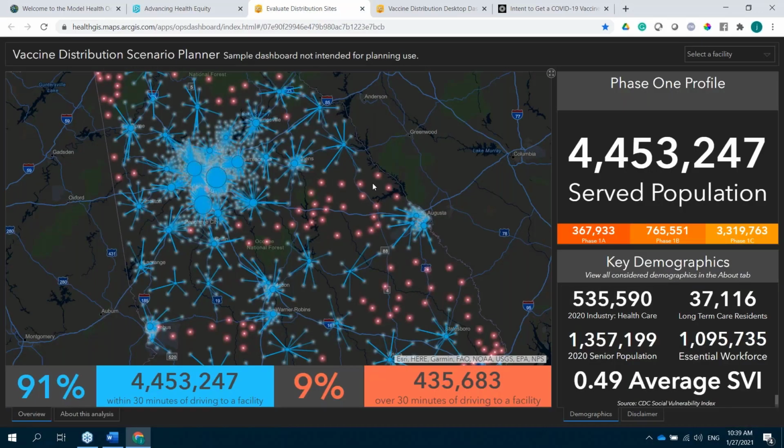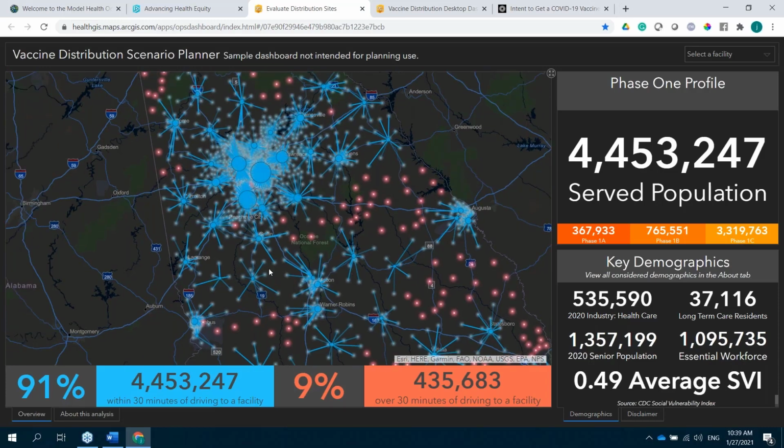Another way health organizations can support their communities is by making their vaccine distribution strategy more equitable, including key socioeconomic factors during their planning process. Here, for example, this dashboard shows us the total number of vaccination venues across the state of Georgia. The small blue dots are communities that are located within a 30-minute drive time from each of these vaccination venues. These red dots, however, are communities that are outside that driving time area. You can see in the dashboard that we can quantify both groups of populations.